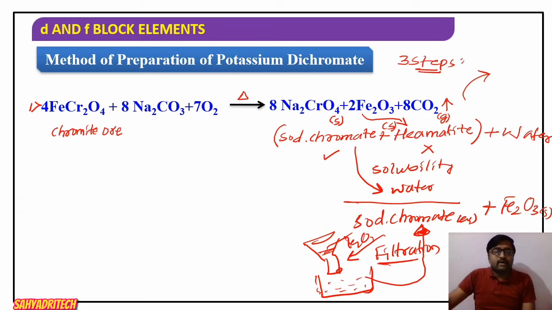When a stream of hot air is passed over a mixture of finely powdered chromite ore and sodium carbonate, it gives rise to sodium chromate in the first step. So it is the first step of the reaction.